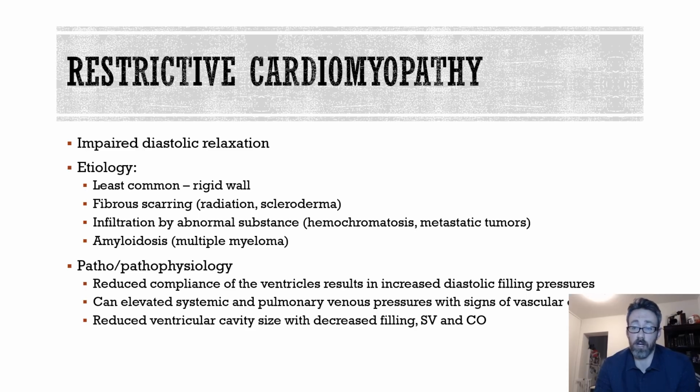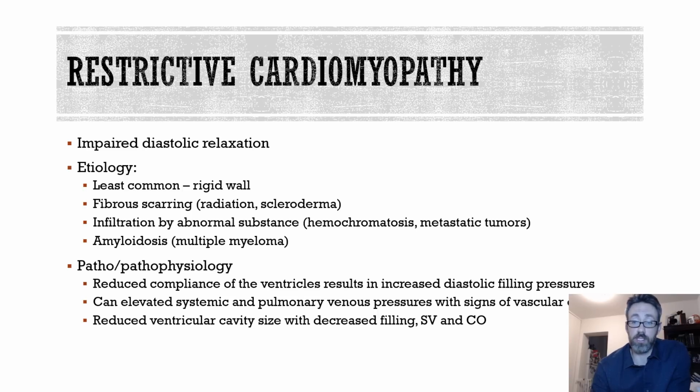Okay, restrictive cardiomyopathy, which is the last of the cardiomyopathies. This is where there's impaired diastolic relaxation. So this is similar to hypertrophic in the sense that there's impaired diastolic relaxation. Okay, so it's going to present in a similar manner. The difference here, though, is that first off, this is the least common of all the cardiomyopathies. Okay, it usually has the poorest prognosis, and there's not necessarily any hypertrophy or thickening of the walls.